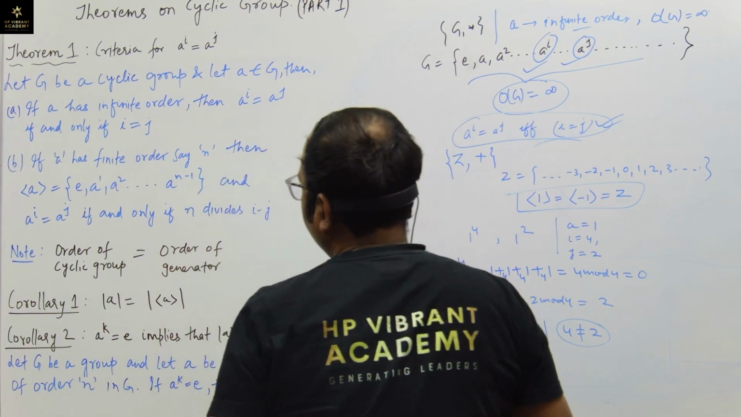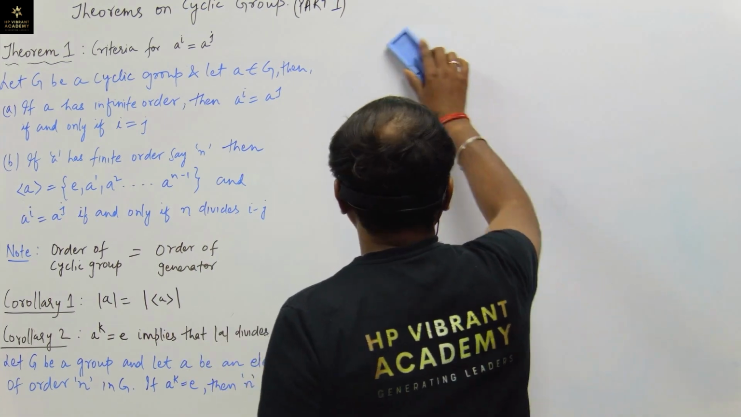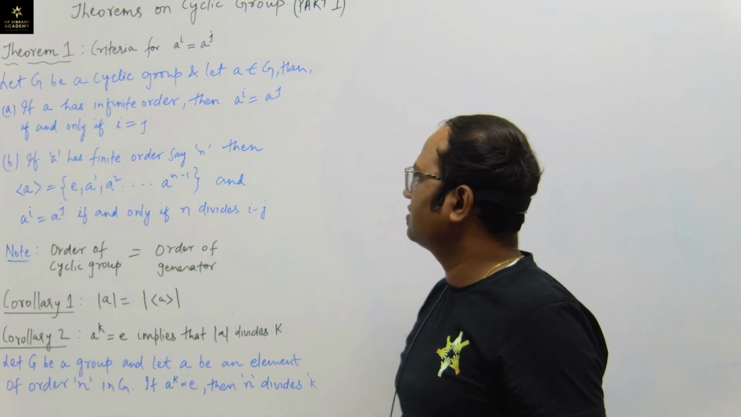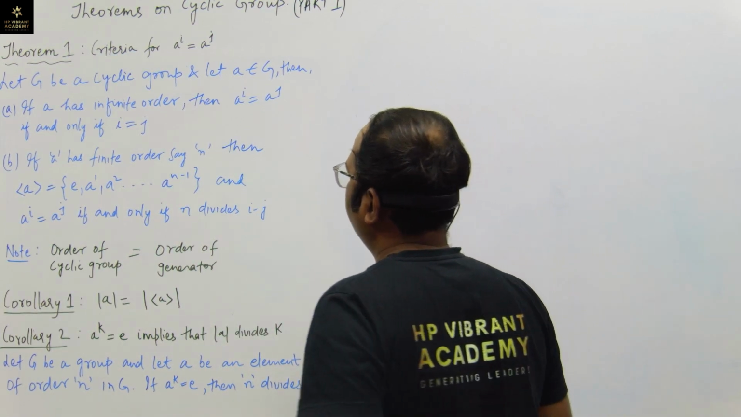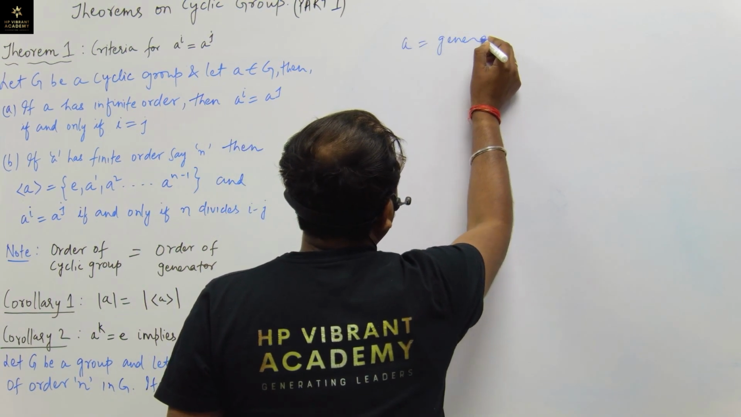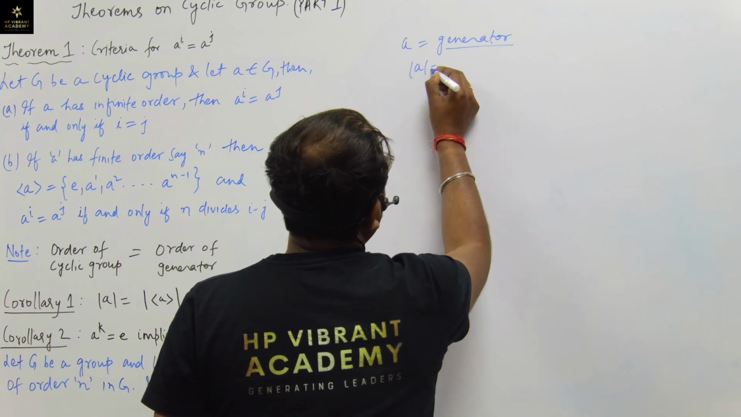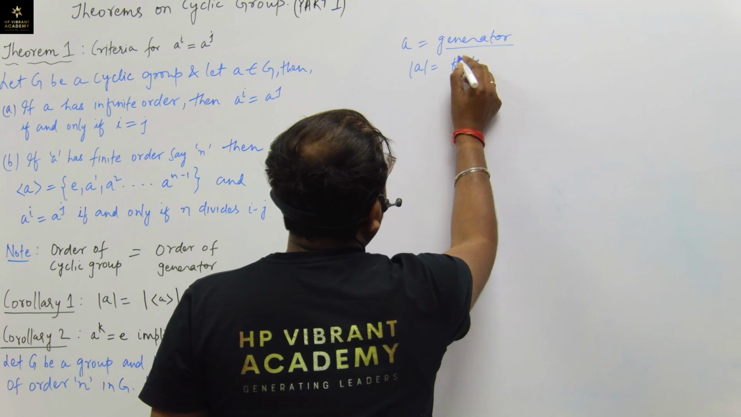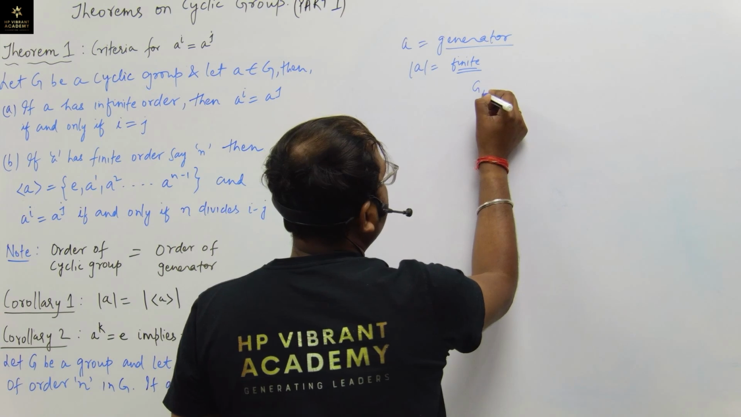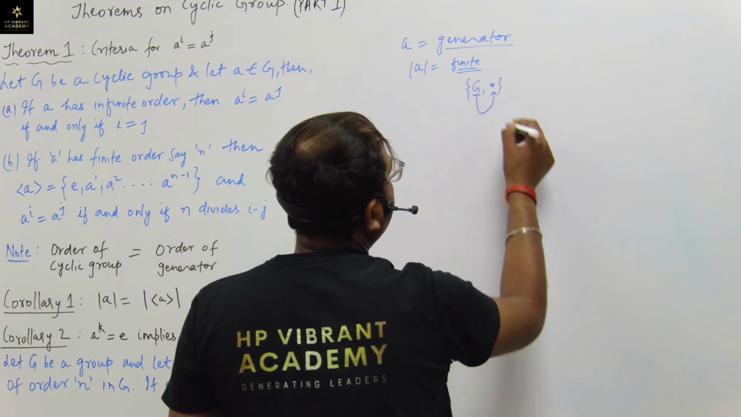If a has a finite order. Okay, so let us discuss the second part of this theorem. So it is given that a has a finite order. Okay, so a is our generator, and order of a is finite. Okay, so let us consider the algebraic structure as (G, *), and G is a cyclic group under operation star.